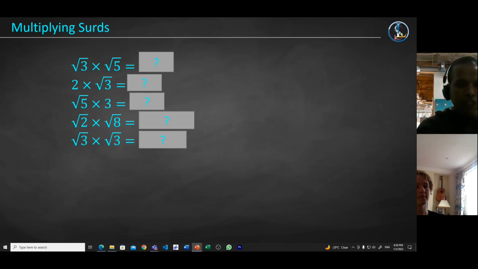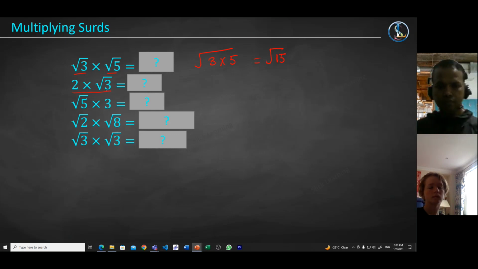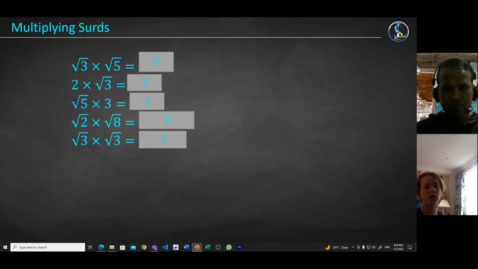So let's do the simplification of the first one. As you know, it's an individual square root. To write it in simplest form, you will be multiplying inside one square root. So 3 times 5, and it's going to be the square root of 15, right? How about this one? 2 times square root 3. That would just be 2 square root 3. Okay, so 2 square root 3.